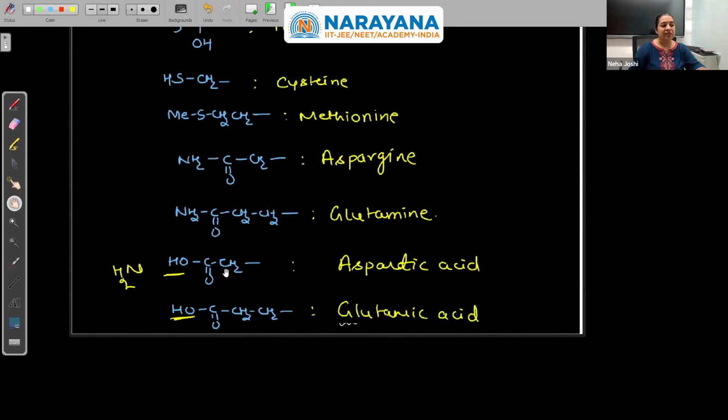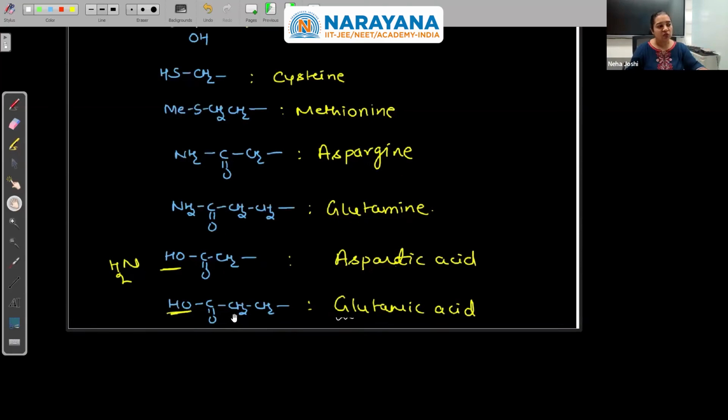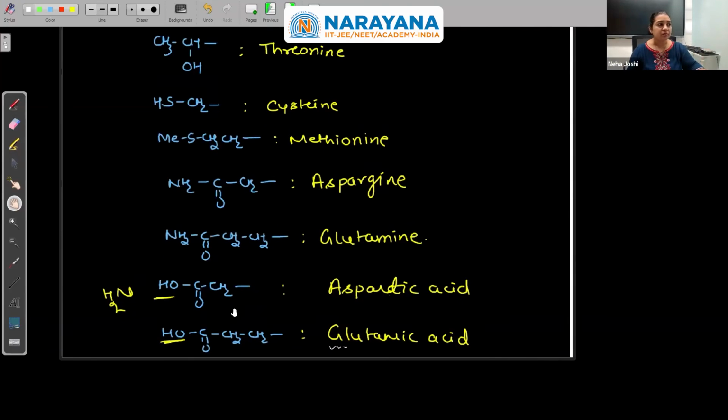And aspartic acid and glutamic acid are also related. CH2COOH is aspartic acid. CH2CH2COOH is glutamic acid. And with similar names, asparagine and glutamine are their amides: CH2CONH2 for asparagine, CH2CH2CONH2 for glutamine. They are just the amides of aspartic and glutamic acid.